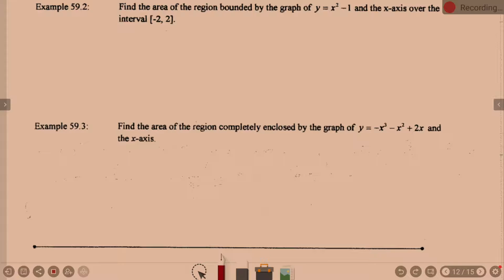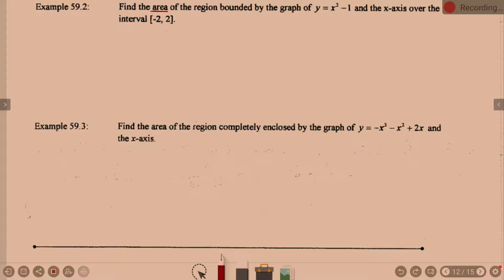Find the area, notice the theme today, right? Of the region bounded by the graph y equals x squared minus 1 and the x-axis, but it says over the interval -2 to 2. So this means they're telling us it's not just the area between the graph and the curve. And this is more because, well, I guess last time it told us an interval too, didn't it? Because it said 0 to 2 pi.